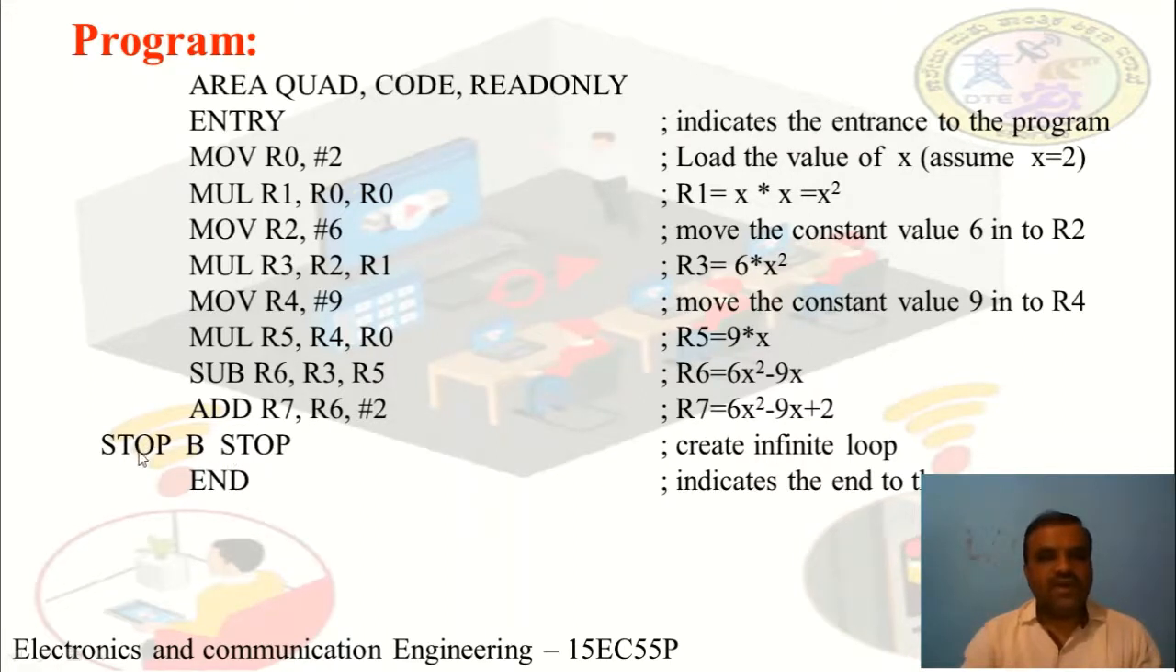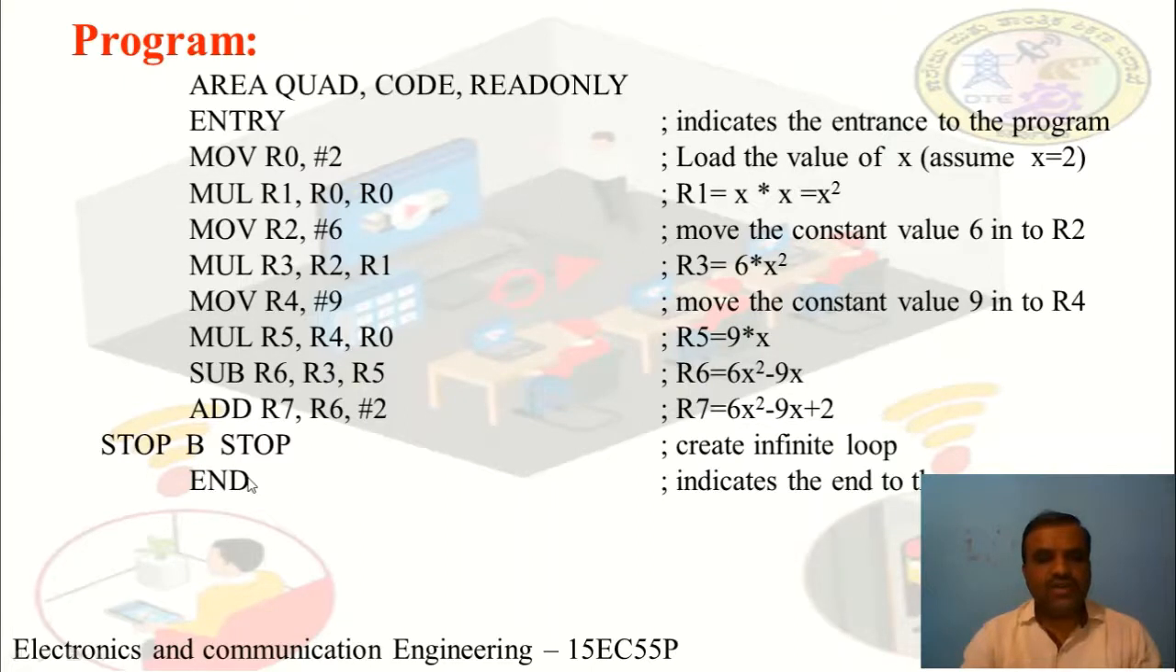After that you have to use stop B stop, that is branch instruction, to create the infinite loop. Here stop is the label. At the end you have to write the assembler directive END, it indicates the end of the program. So this is the assembly language program for 6x square minus 9x plus 2.